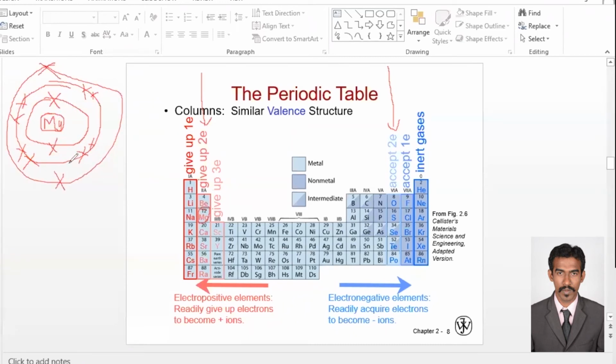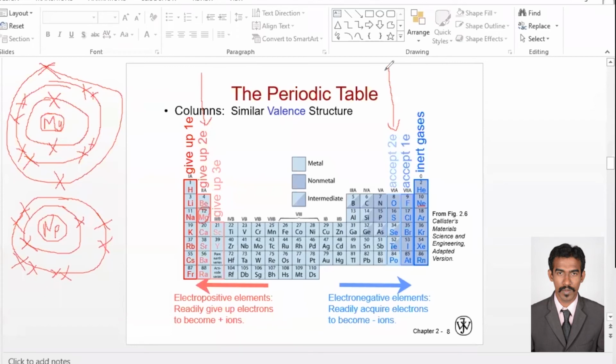What is the atomic number of neon? Neon is here, okay? It's a noble gas, neon. 10, right? So how will we write that? 2 and 8. This magnesium is there, right? So what will that do? That will give up 2 electrons, right?